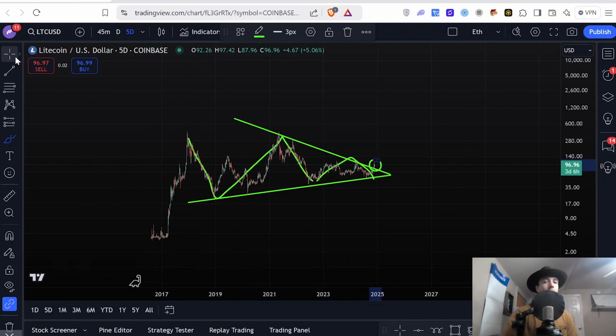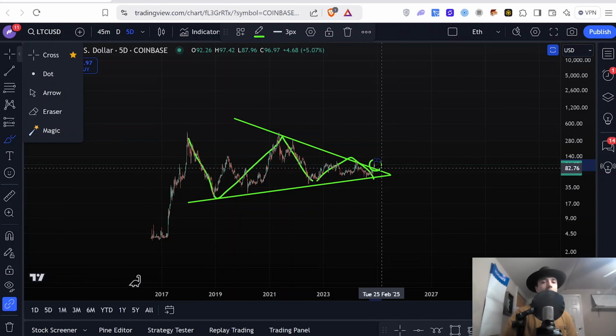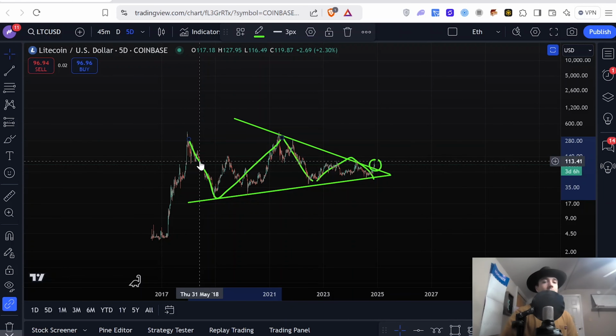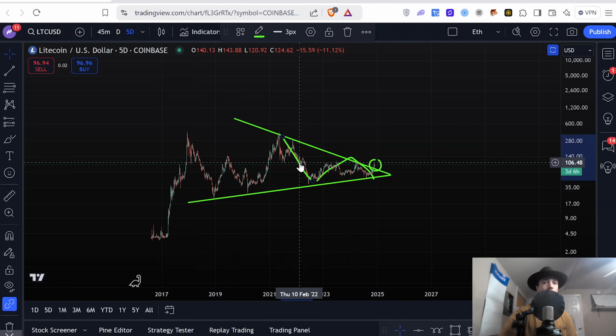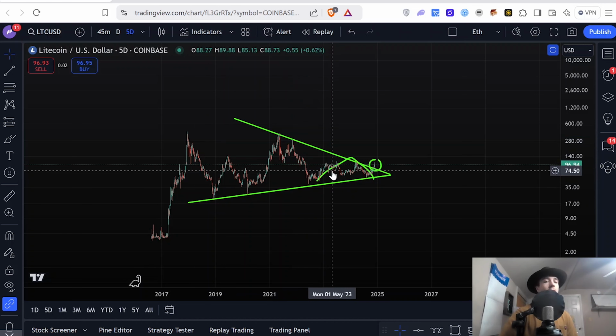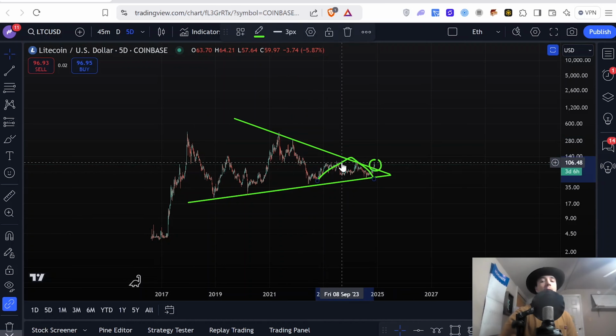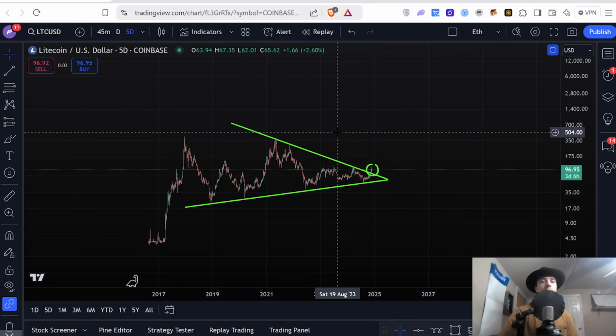So we did break bullish out of the triangle right here. And I believe this is the beginning of a huge move because of this consolidation pattern and the bullish breakout that we just got. So that looks really good here on the bigger time frame with Litecoin.